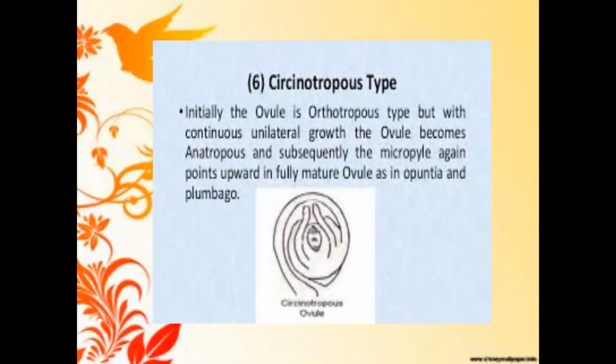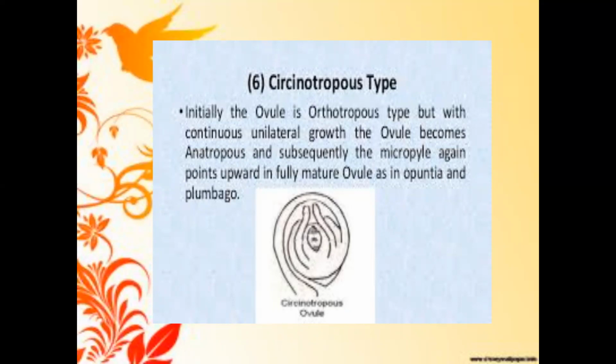And the next one is the circinotropous ovule. So the funiculus is long and it coils like a watch spring around the ovule, as in Opuntia or Plumbago. Opuntia and Plumbago all belong to the circinotropous type. Circinotropous means the funiculus is very long, so it coils like a watch spring around the ovule.